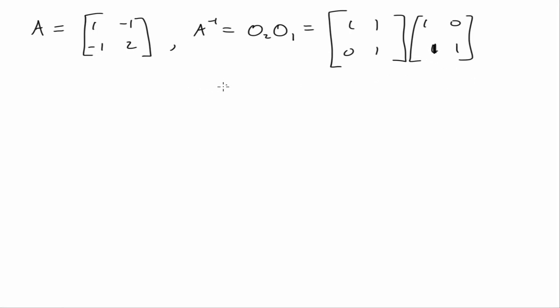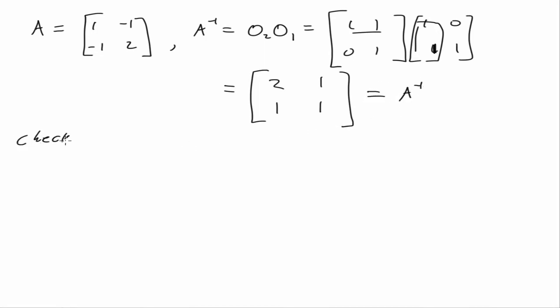Okay, so let's actually write that out all the way. Let's do this product here. If I multiply this column by that row, we get 2. And this one we get 1 on the second row there. We get 1, and then finally 1. So this, I contend, is A inverse. So let's check. If I put 2, 1, 1, 1, that's A inverse, times A, 1, -1, -1, 2.